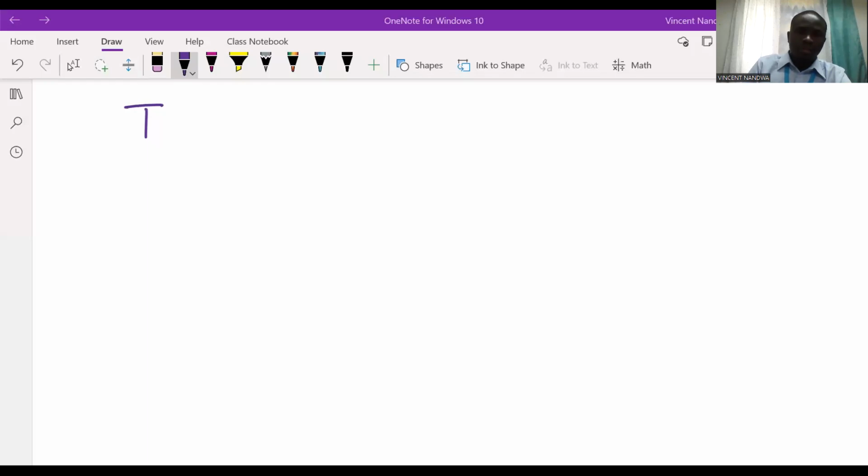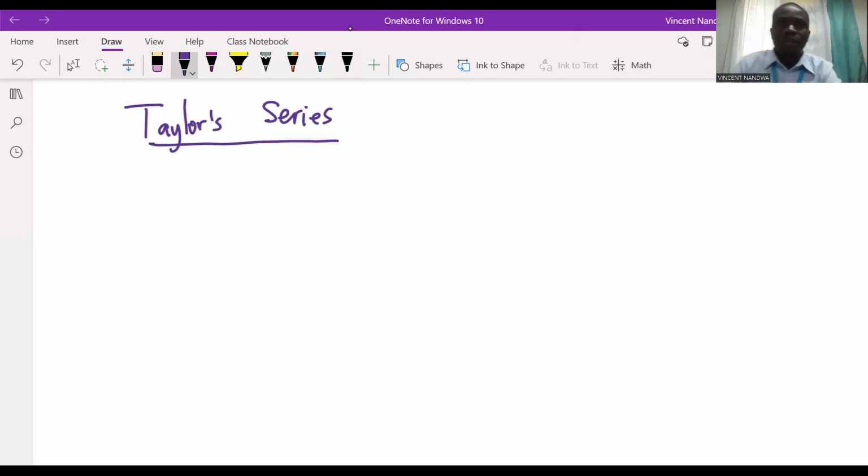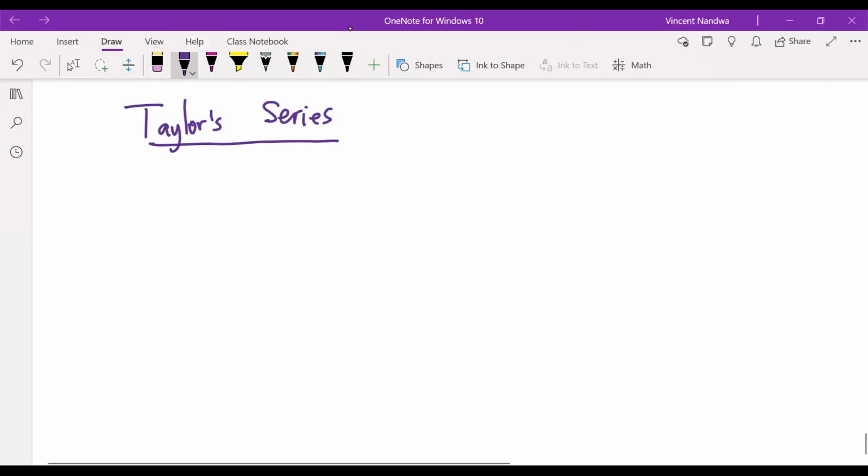So, Taylor series. Our interest is to discuss the Taylor series with respect to functions of complex variables. And the structure looks more or less the same as the Taylor series for a function of a real variable.